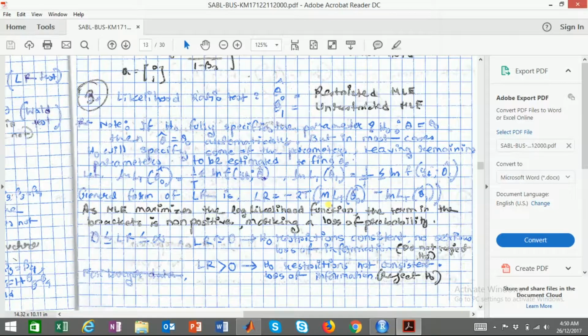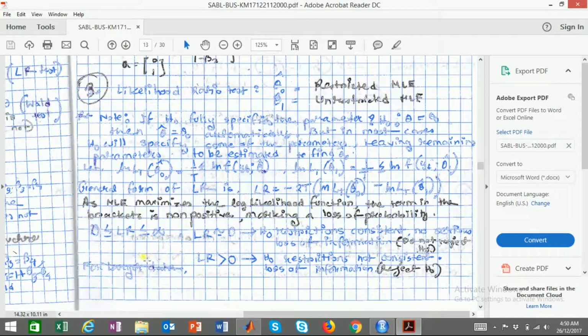As maximum likelihood estimation maximizes the log likelihood function, the term in the bracket is non-positive, marking a loss of probability. So the likelihood ratio test is between 0 and infinity. When the likelihood ratio test is equivalent to 0, the null restrictions are consistent, no serious loss of information is there, so we do not reject the null. If the likelihood ratio test is greater than 0, the null restrictions are not consistent, there is loss of information, so we need to reject the null. Very simple.